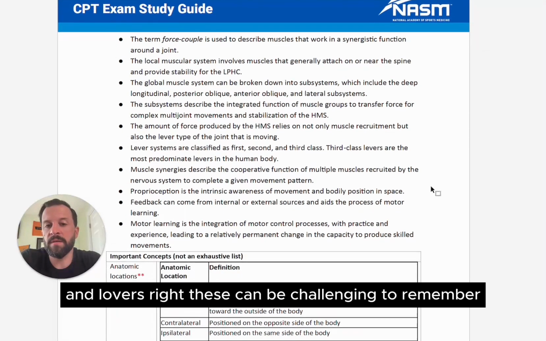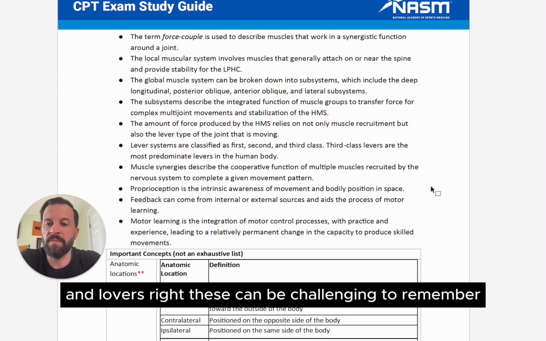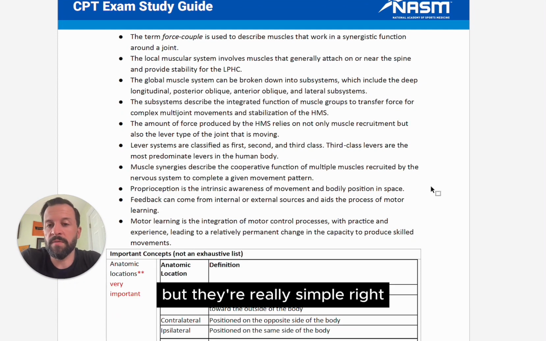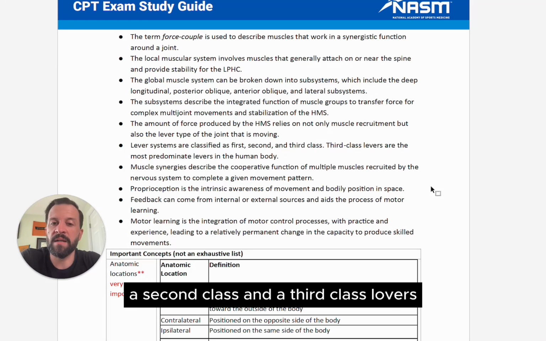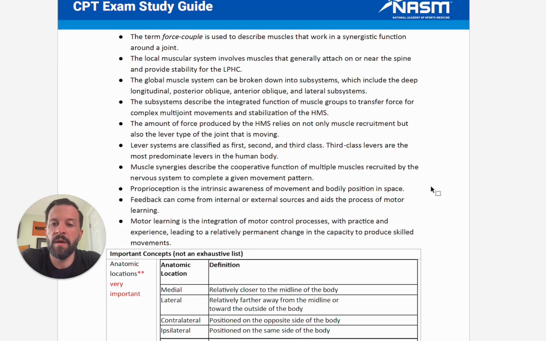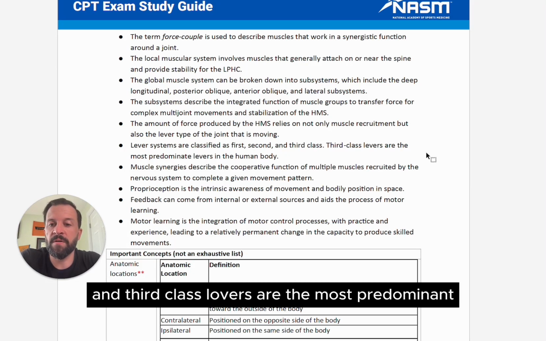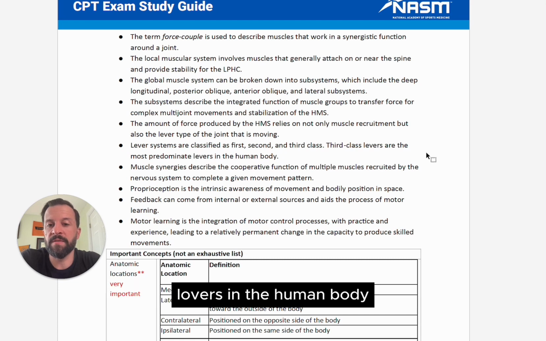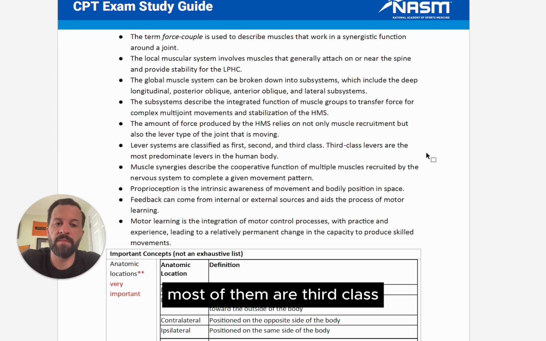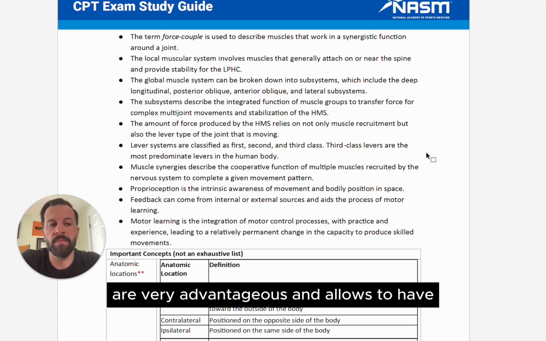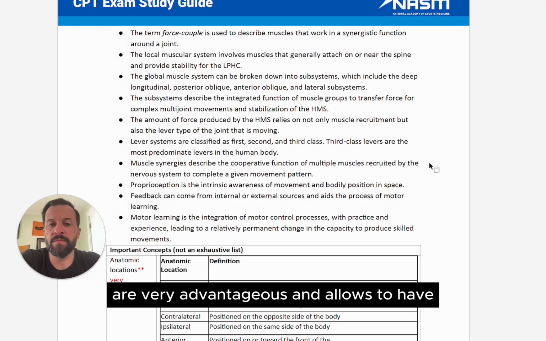And levers, right? These can be challenging to remember, but they're really simple. Think of them as 3 ways. There's a first class, a second class, and a third class lever. And third class levers are the most predominant levers in the human body. So just keep that in mind. Most of them are third class because third class levers are very advantageous and allow us to produce a lot of force.